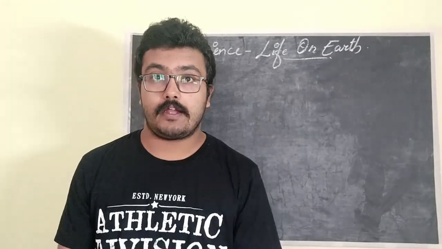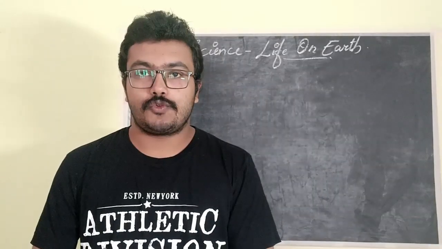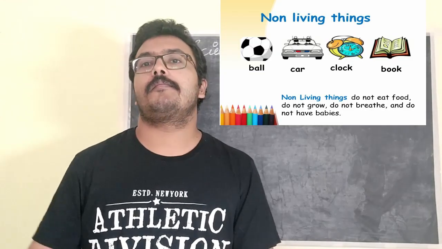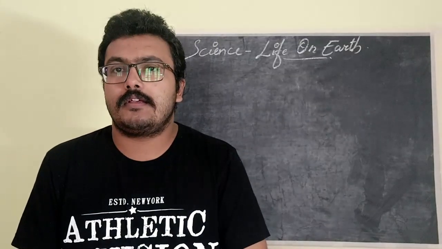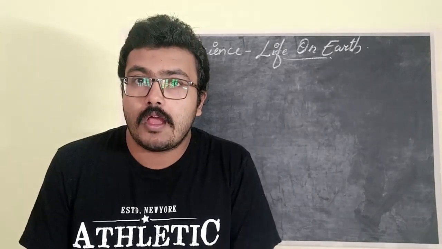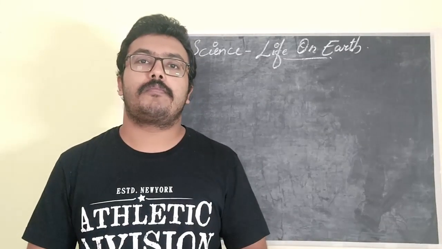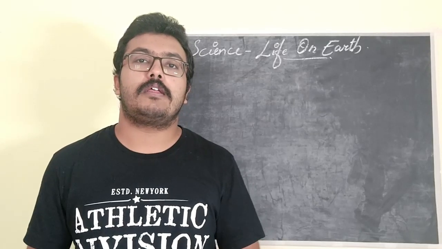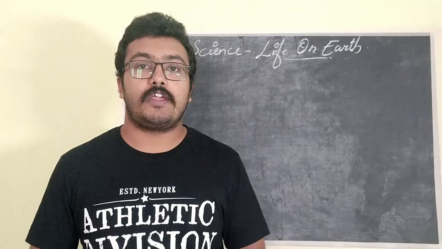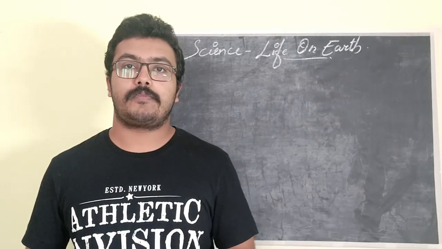So we all know that there are two kinds of things that surround us. First one, the living thing. Second one, the non-living thing. Now let's talk about living things because we are talking about life on earth. How do we say that a thing is living? That's the important question that we are going to study in today's topic, today's video.